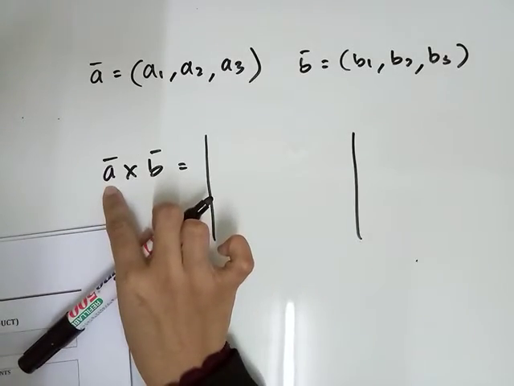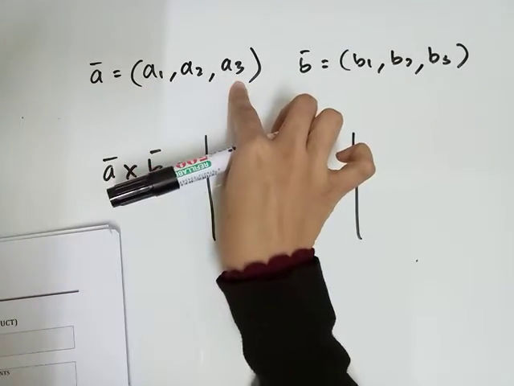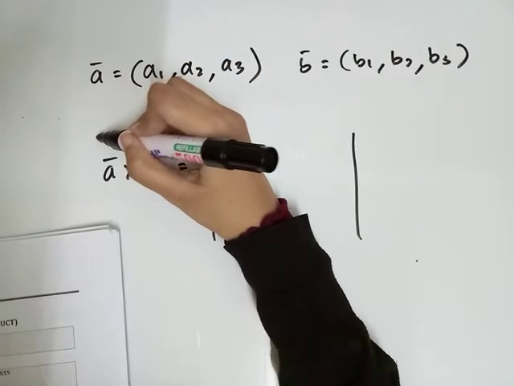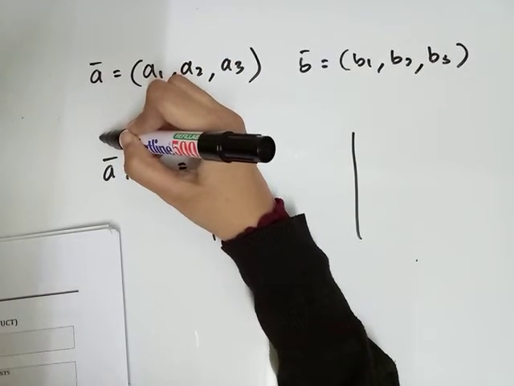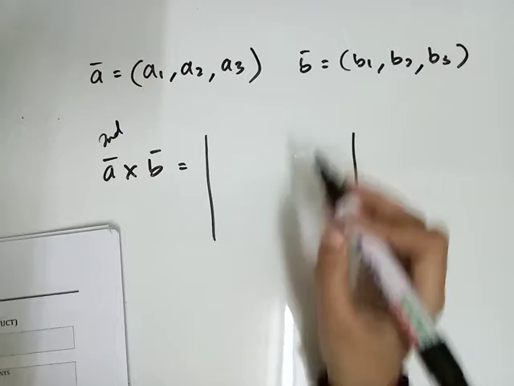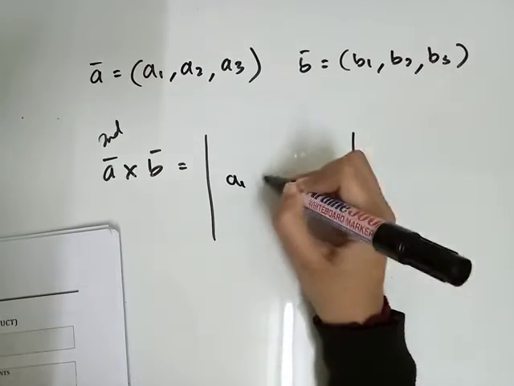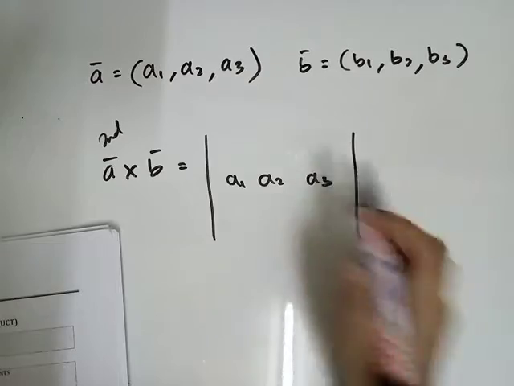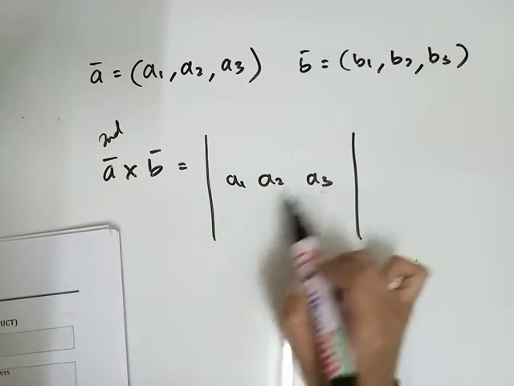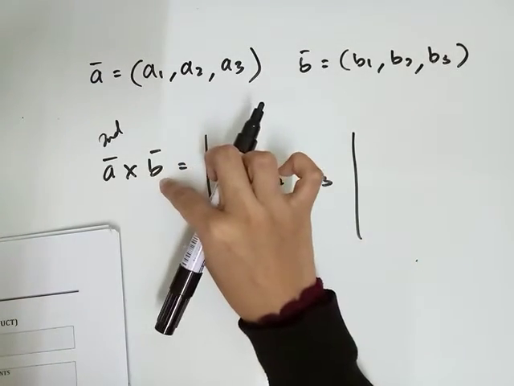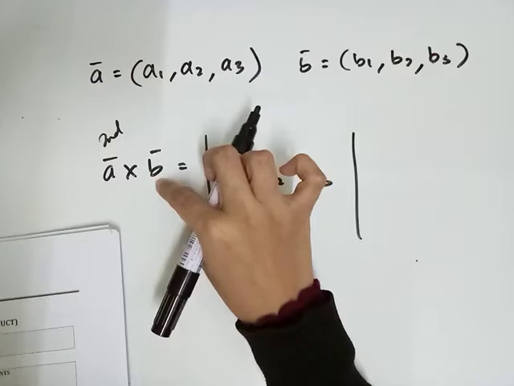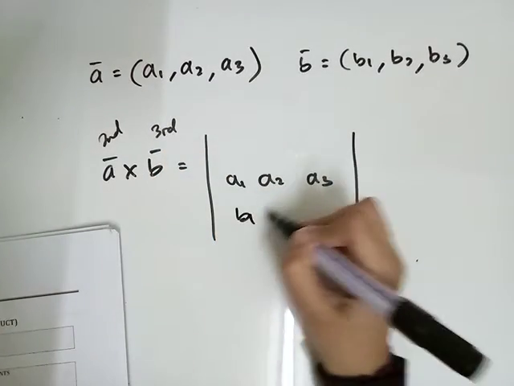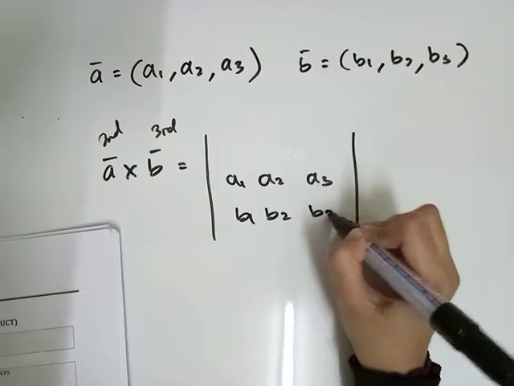So the formula using determinants, that means for vector A, A1, A2, A3 ni, duduk pada second row. This is the second row, A1, A2, A3. This is the first row. The third row is for vector B, B1, B2, B3.